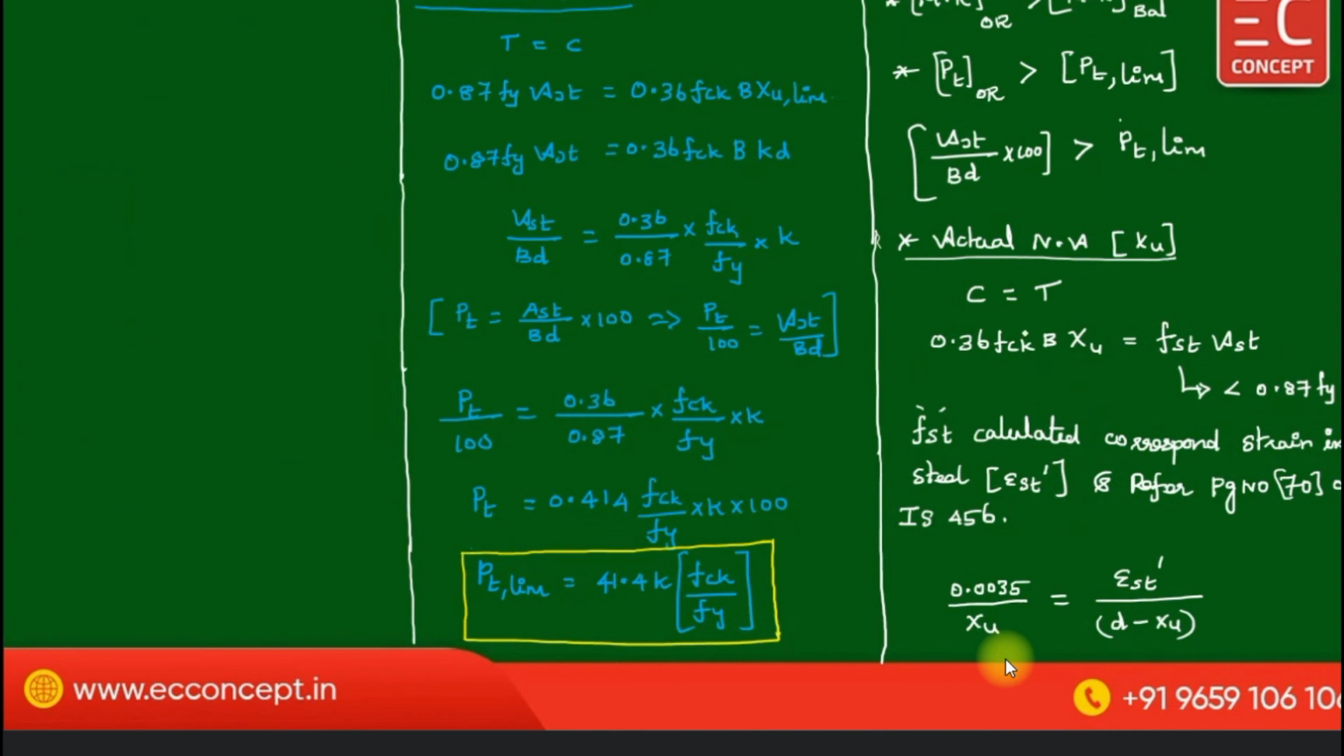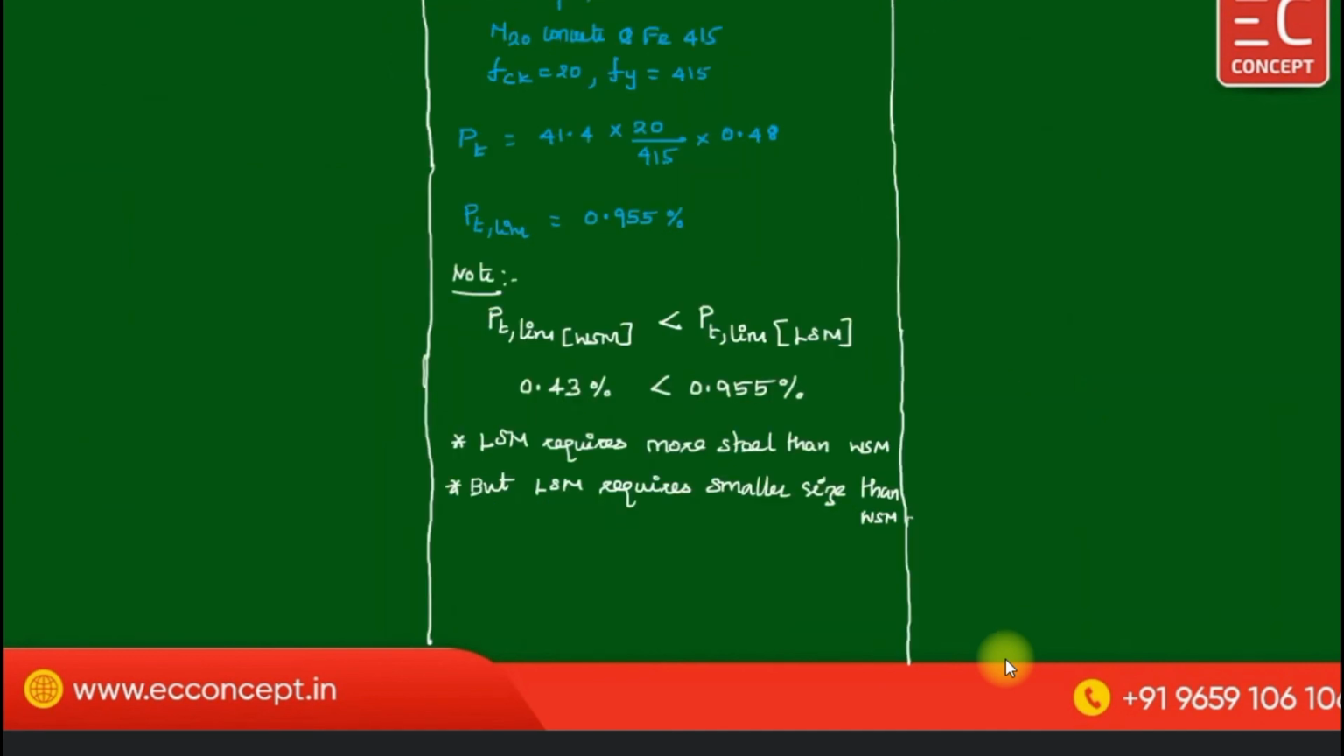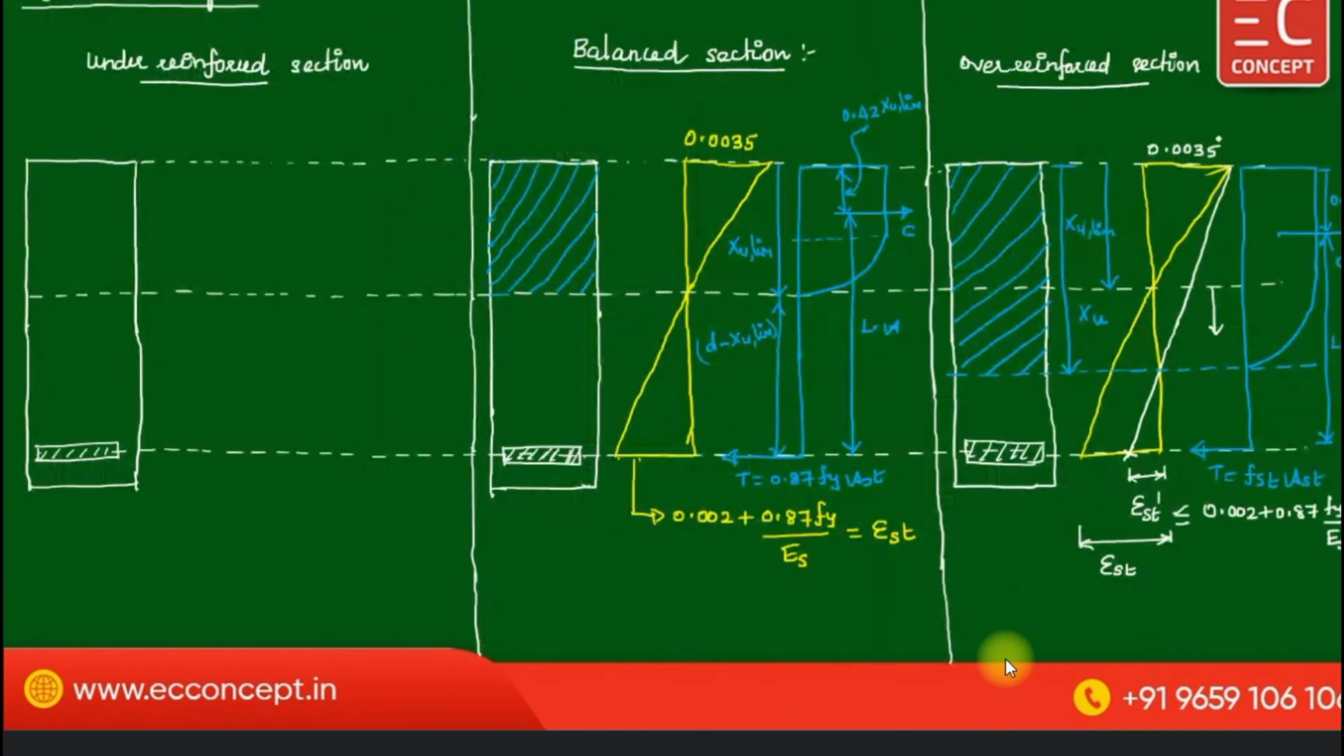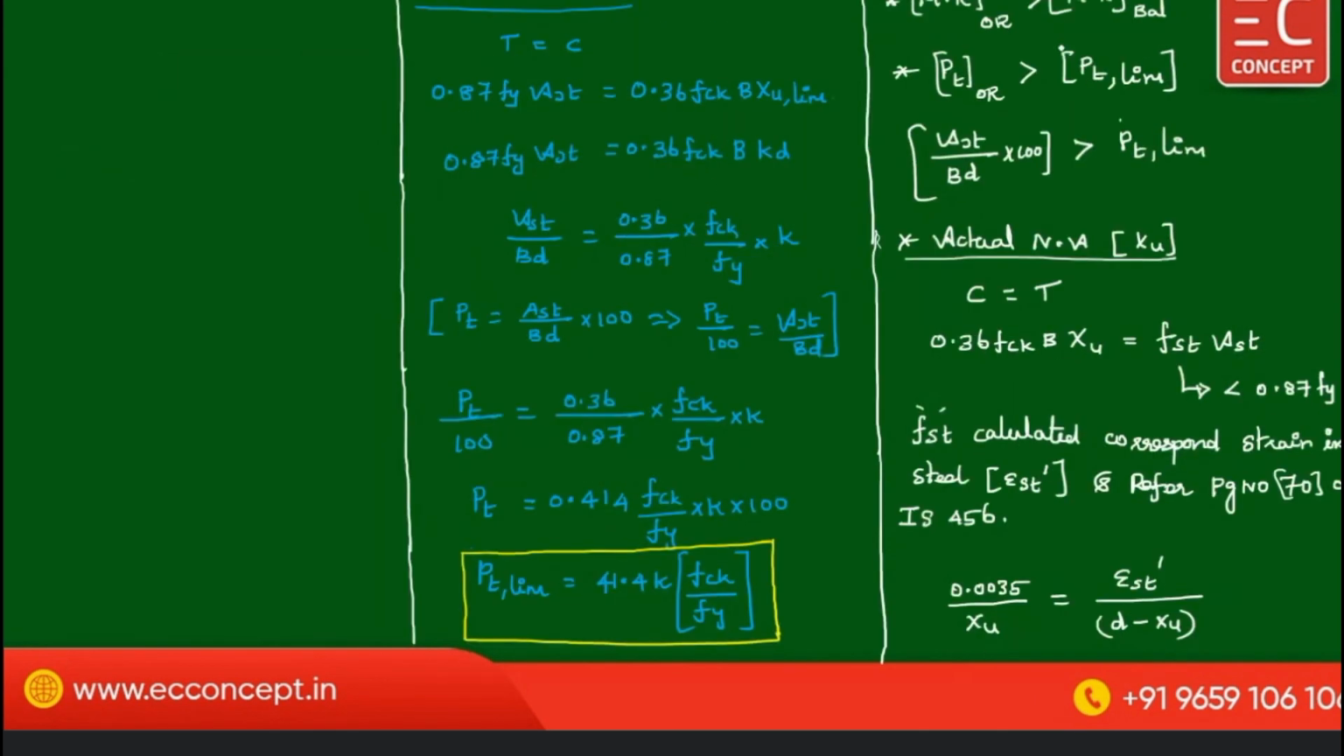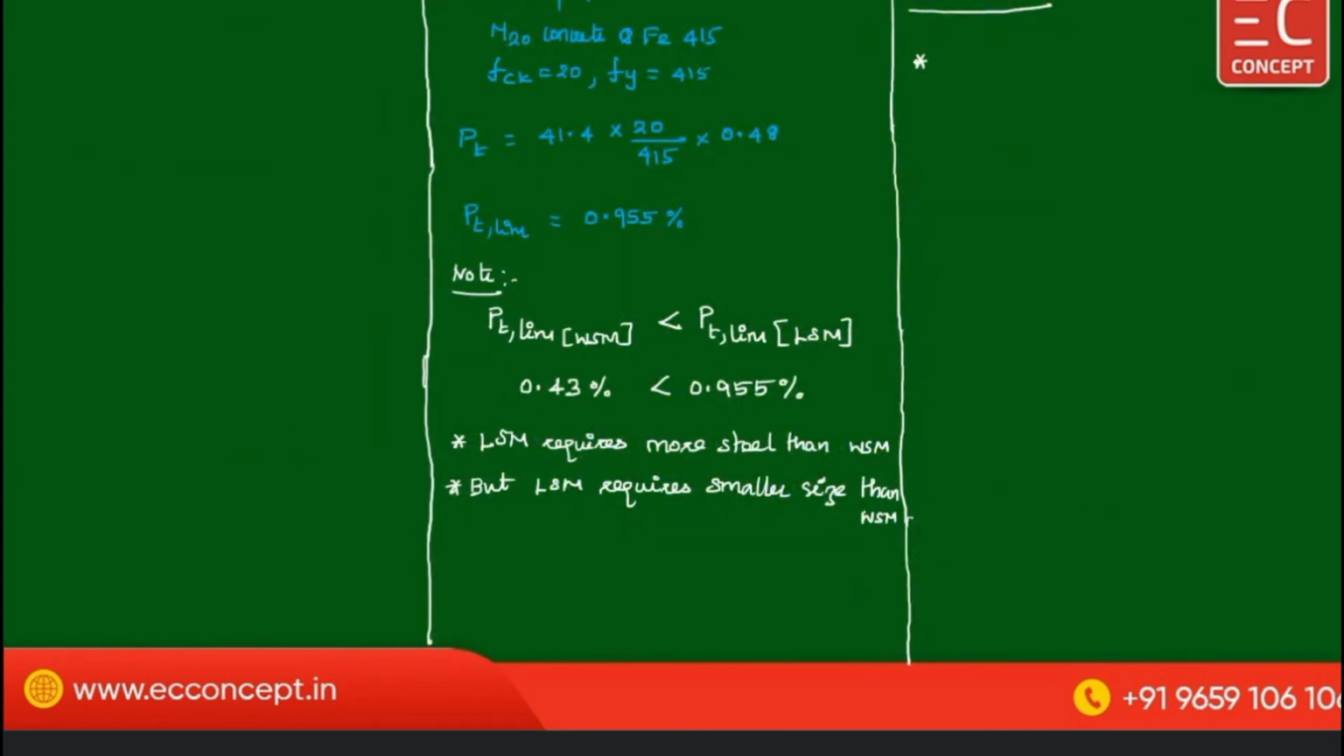Now that we have seen this, we are going to see the moment of resistance calculation. The first one is the over reinforced section. In the over reinforced section, the strain attains 0.0035. If you increase the load further, the strain in concrete will be more than 0.0035, and the strain in steel slightly increases. But what IS 456 says is important, so listen carefully.